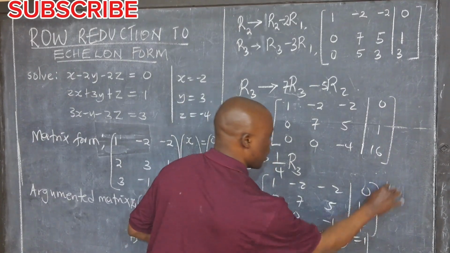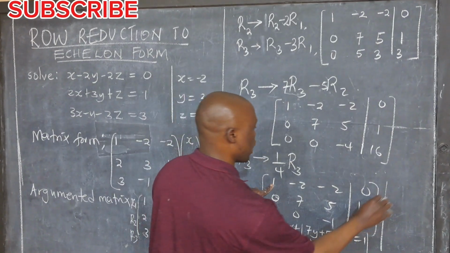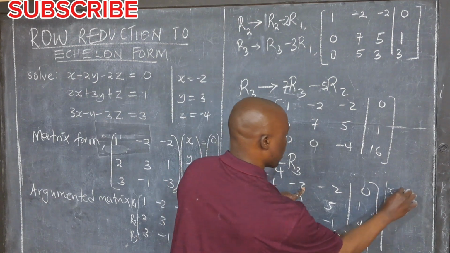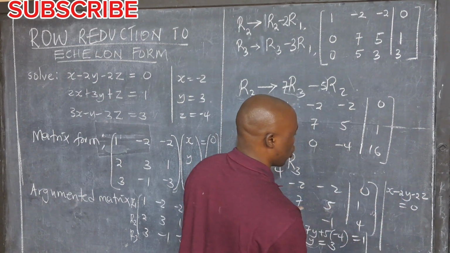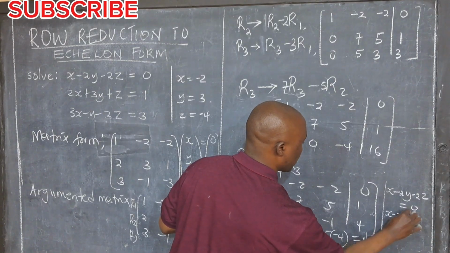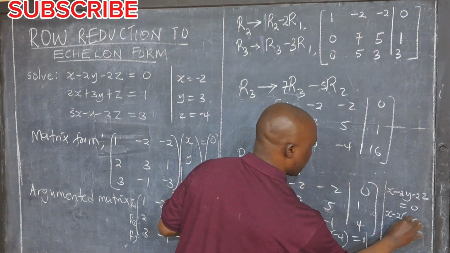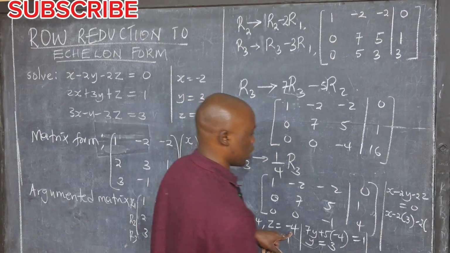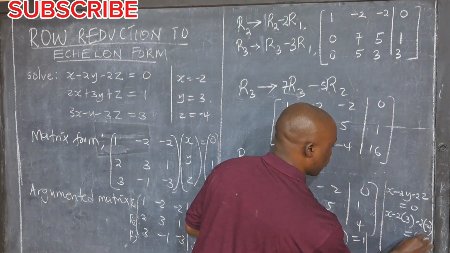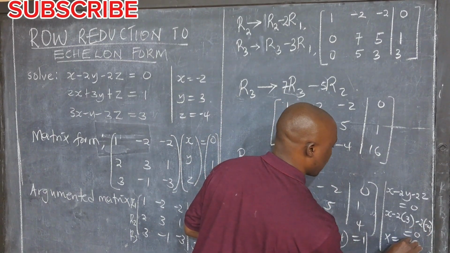Then at that point we can go for x as x minus 2y minus 2z equal to 0. So when you solve for that, y is 3 minus 2 into z. Z is negative 4. If you equate to 0, you get your x as actually negative 2.